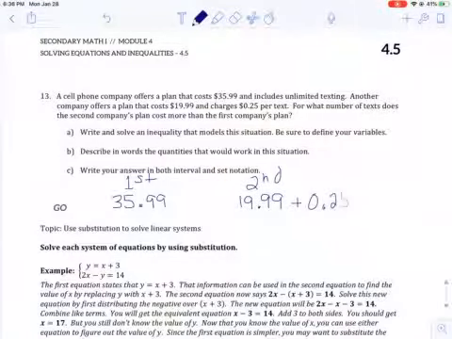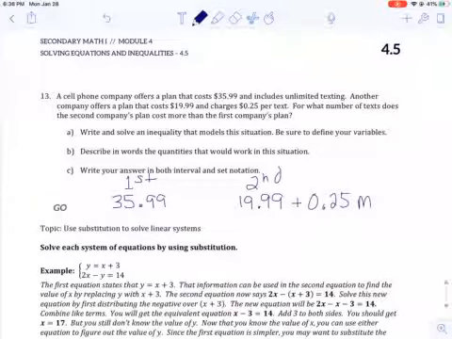Notice I'm not doing any rounding here. I'm going to go with an M instead of a T. The reason I'm not doing rounding here is because these pennies might come into play later. I know some people might want to round up to 36 and 20, but we're going to keep the pennies involved.